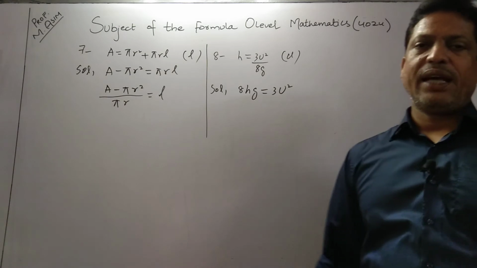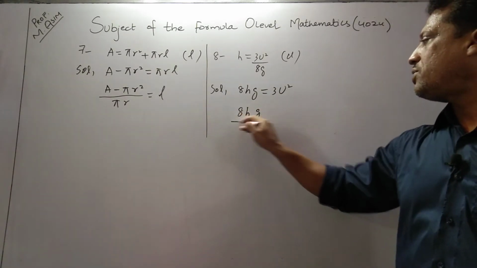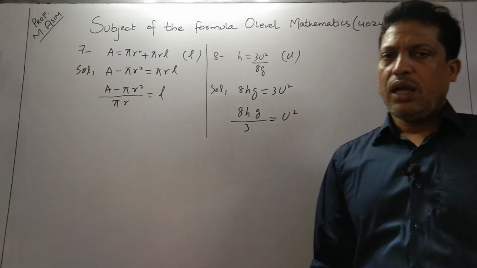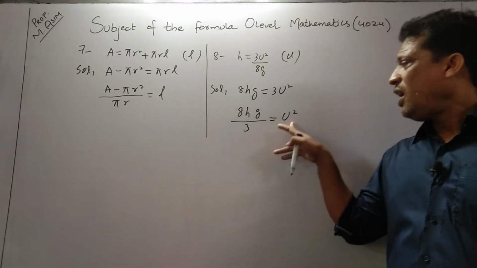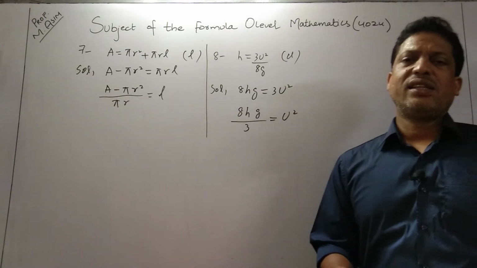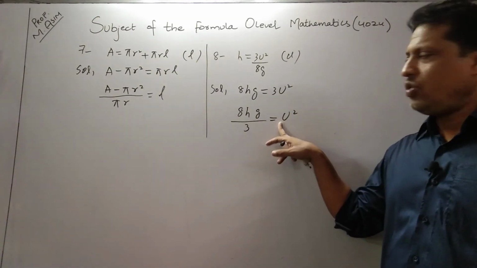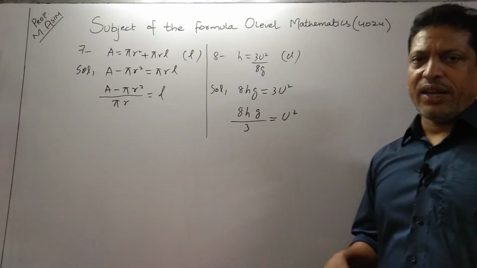This 3 is multiplied, so this should divide on the other side: 8hg upon 3 is equals to u square. Our requirement has not been fulfilled, because for making the subject of the formula there should be no coefficient, no exponent and no denominator. So this is a square.